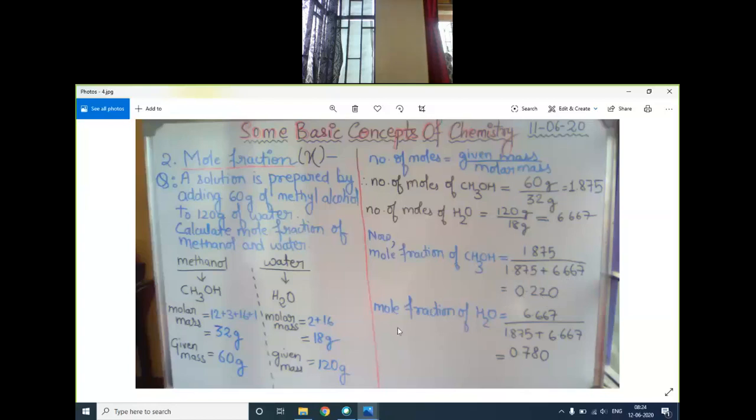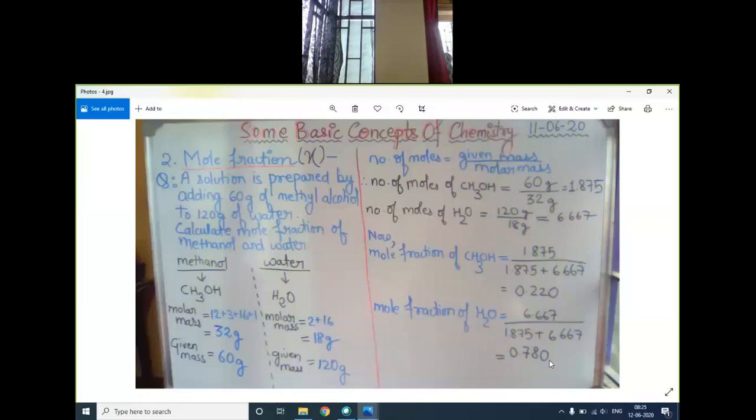Now we will calculate mole fraction of water. Since we are calculating mole fraction of water, so we will put number of moles of water, whole divide by total number of moles. So number of moles of water, here we have calculated 6.667 and total moles is 6.667 plus this one of methanol, 1.875. If we calculate, it will come 0.780.